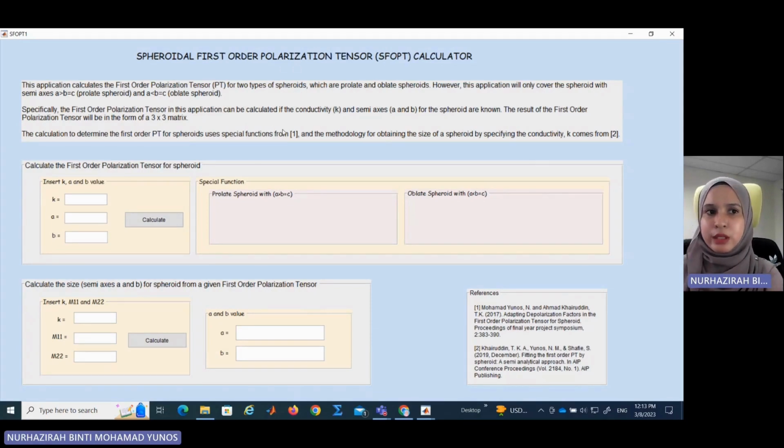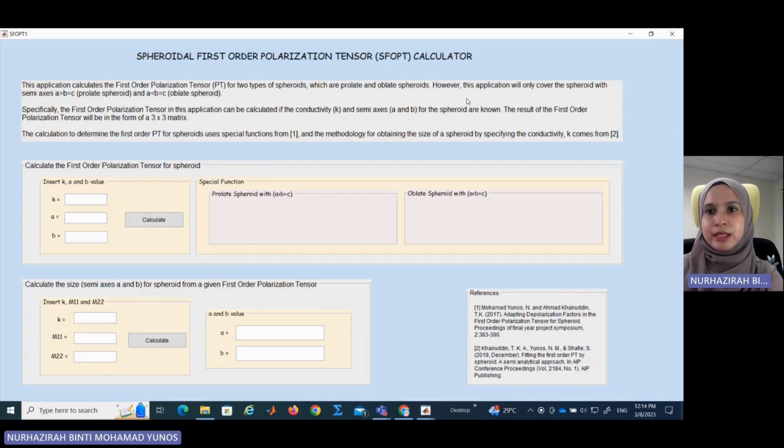Over here, we have some description about this calculator. So this application calculates the first order polarization tensor for two types of spheroids, which are prolate and oblate spheroids. So how do we classify which one is a prolate and which one is an oblate spheroid? It is by considering the semi-axis.